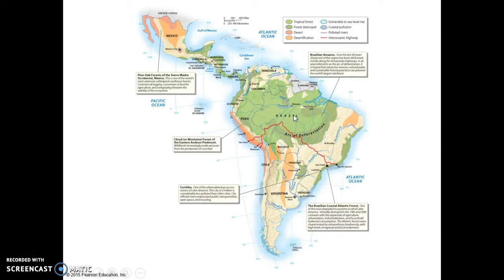Let's see what else. Well, I'll let you read this more on your own to see some of the other environmental issues. But as you know, there's many in Latin America.